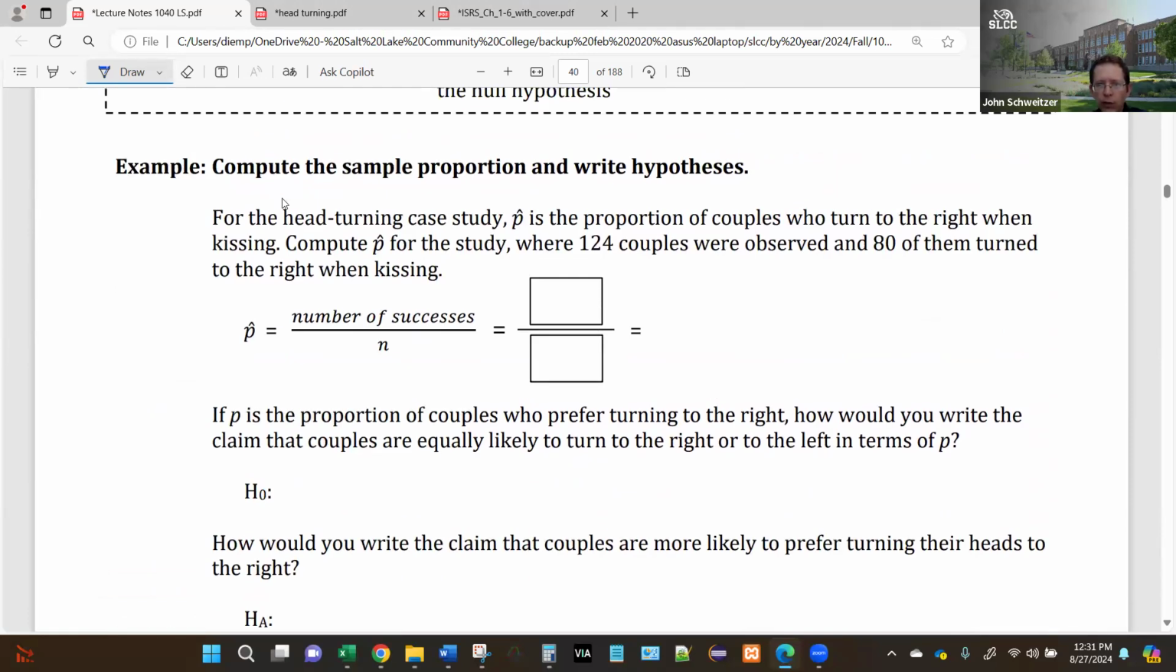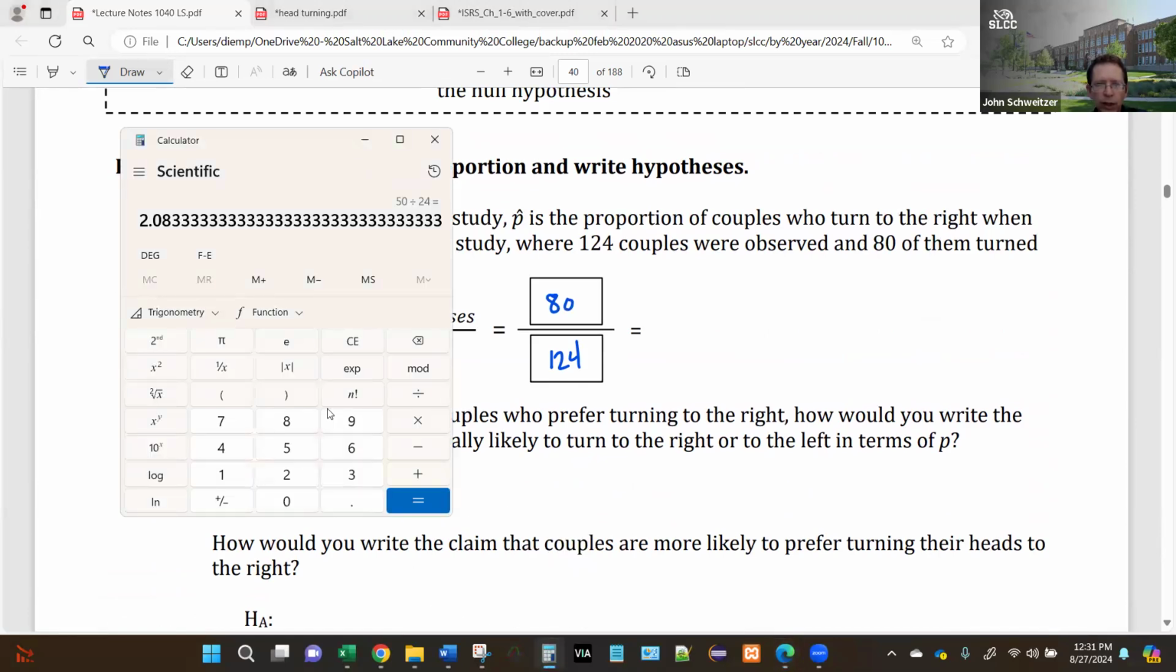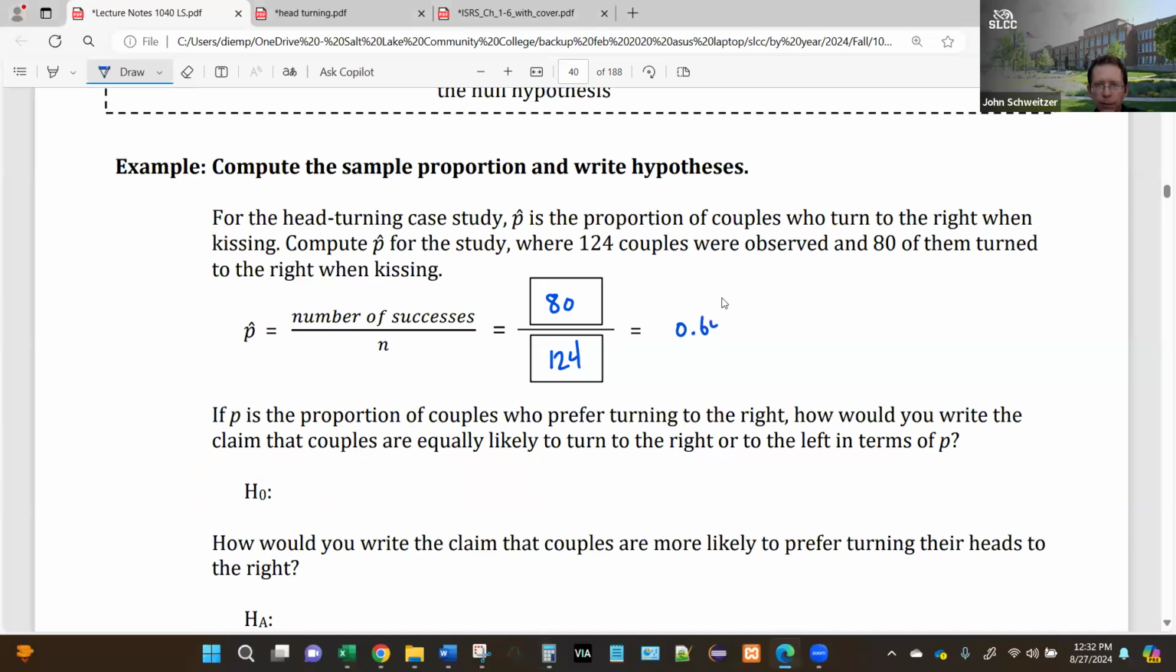So what happened when he did his observation? Well, out of 124 couples, 80 of them were turning their heads to the right. So out of 124 kisses, 80 were right turns. That's a proportion of 0.645. So 80 out of 124 of these kisses were turning to the right, a proportion of about 65% for right turns.